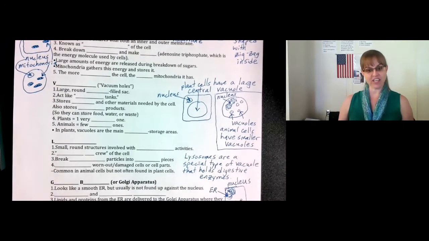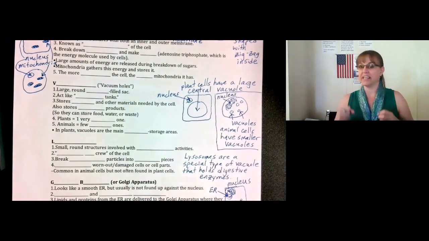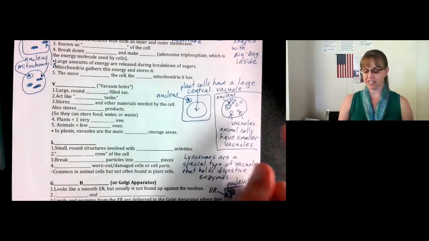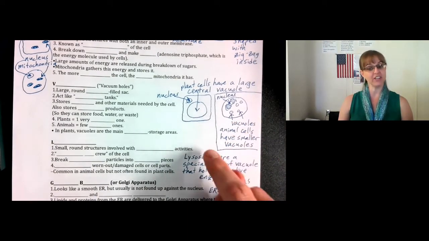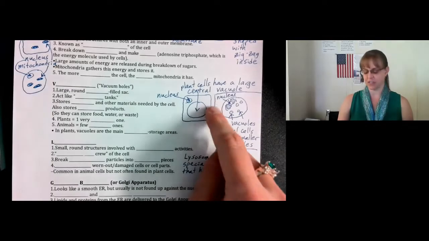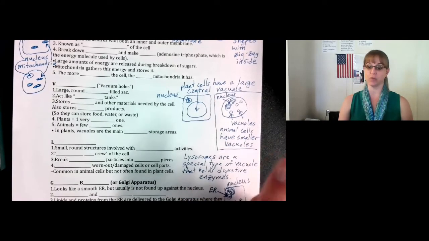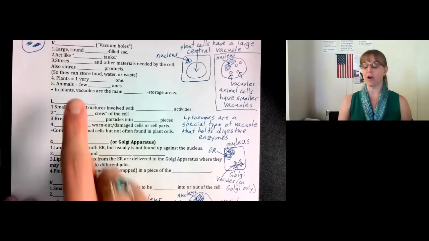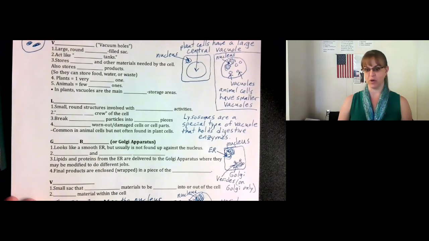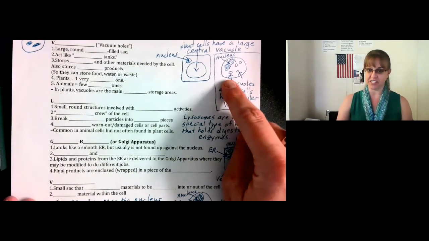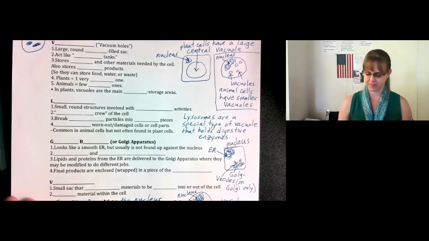So a vacuole is like a vacuum hole. It stores stuff. In the plant cell, it holds water. In the animal cell, it holds food or digestive enzymes or water or other things. A plant cell will also have smaller vacuoles as well as that large central one. Lysosomes are a special type of vacuole that hold digestive enzymes. I didn't draw it again because it would look the same as a vacuole.